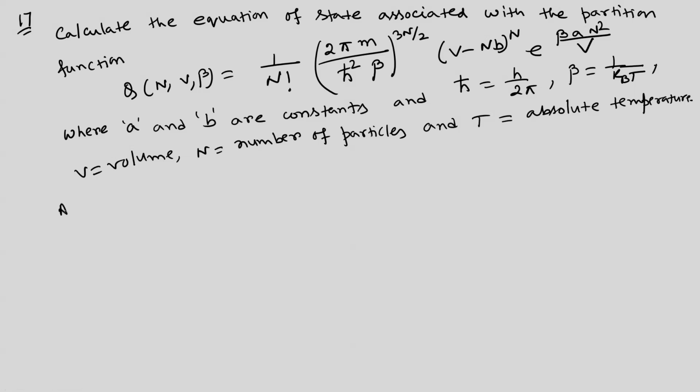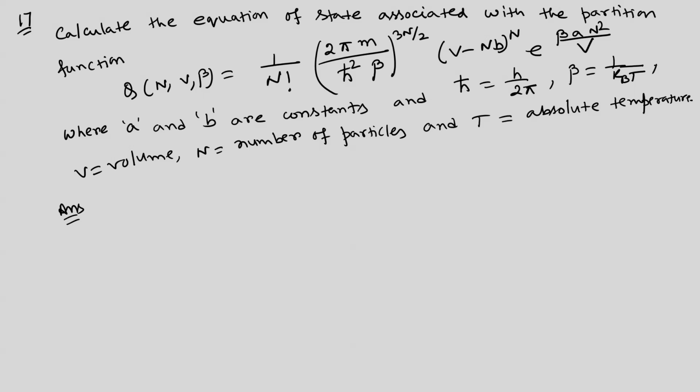So, this problem says calculate the equation of state associated with the partition function Q, which is 1 by n factorial times (2 pi m by h cross squared times beta) to the 3n by 2, times (V minus nb) to the n and e to the beta a n squared by V, where a and b are constants and h cross is h by 2 pi, beta is 1 by kBT, V is volume, n is number of particles, and T is absolute temperature.